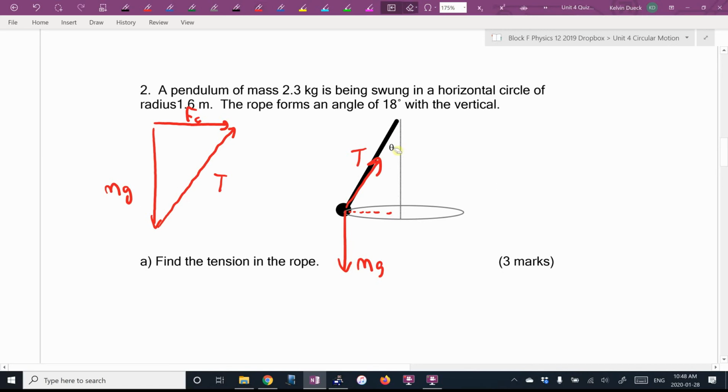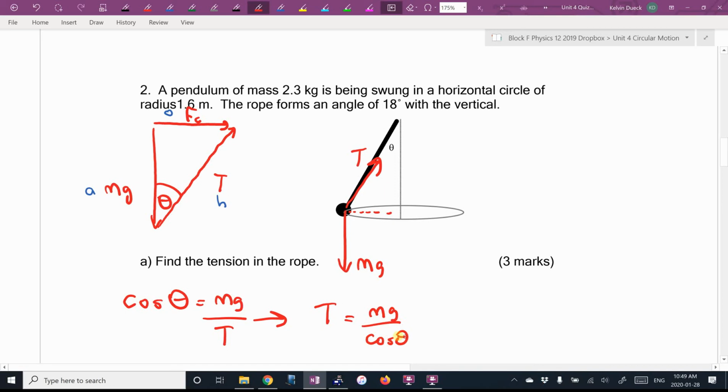I also notice that theta is between a vertical line and tension. So that's going to make this opposite, adjacent, hypotenuse. This question here, they said find the tension in the rope. I think I'm going to use cosine. So I'm going to go cos theta equals mg over tension. That's tension, not period. I think I'm going to get the T by itself. That's going to be mg over cos theta.